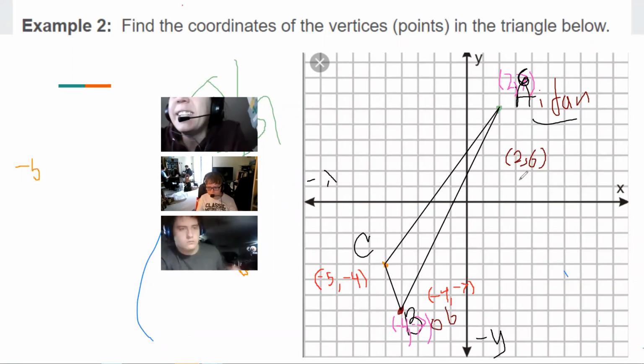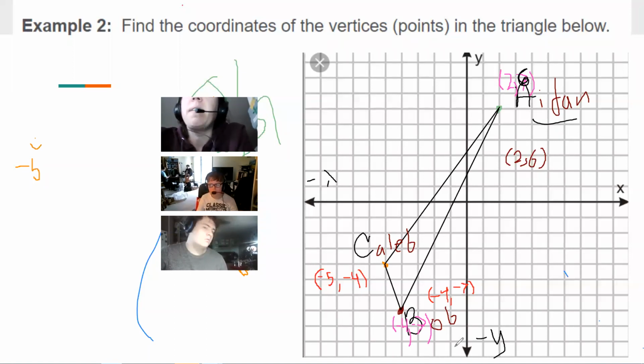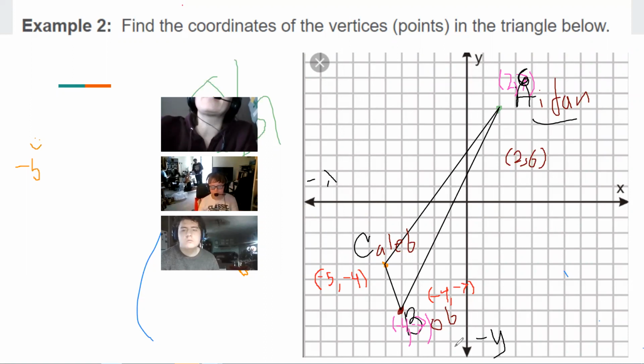That's funny. This is Bob, Cal. This is triangle Aiden, Bob, Caleb. Very cool. Very good, guys. Any questions on that? Remember, it's always X first and then Y. X and then Y.